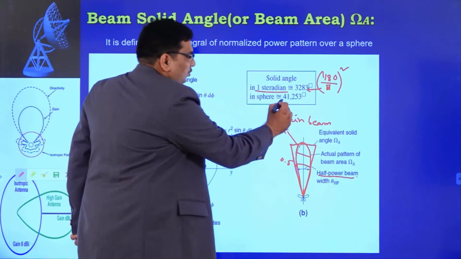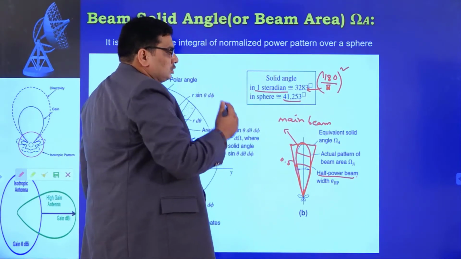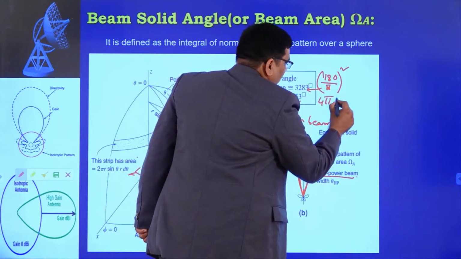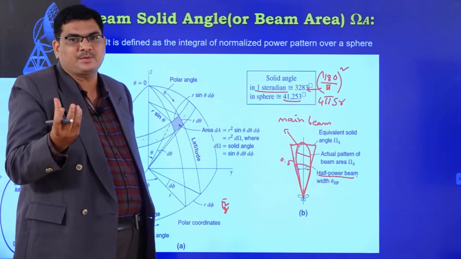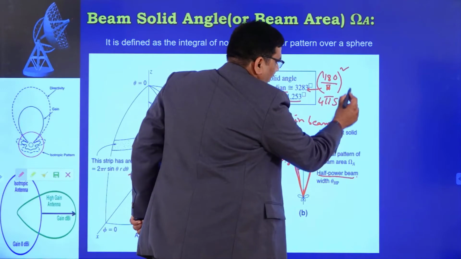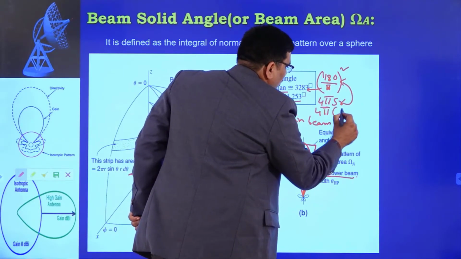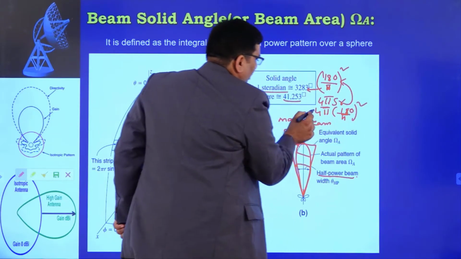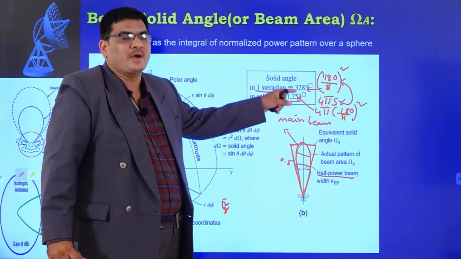that is equal to 41253 square degrees. So, we know that 4 pi steradians is required to complete the area of a sphere. So, we know the steradian formula. So, 4 pi into (180 by pi) whole square is equal to 41253 square degrees.